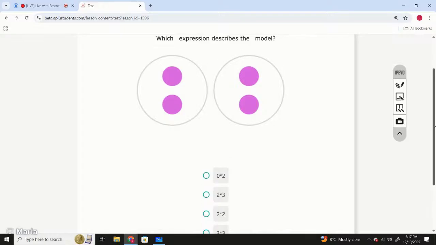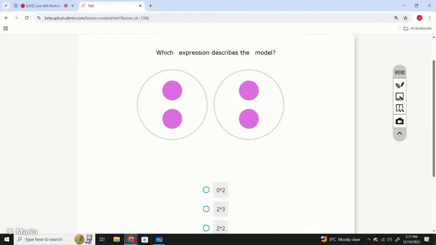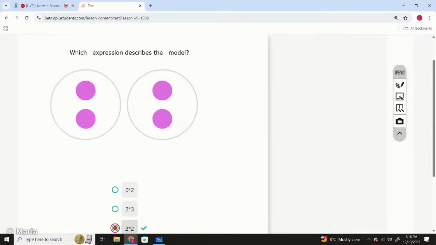So which is the correct option? That is 2 times 2, right? We have two groups. Each group has two dots, so that is 2 times 2.